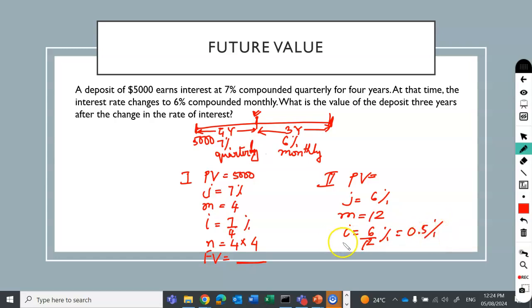So that is 0.5%. And N is number of years. So for 3 years you have to multiply it by 12. So 36 is the N value. So you need to substitute again in the formula of future value to calculate the future value after 3 years of the change in the rate of interest. Right? So now you can pause the video, try to do your own and see whether you are getting the same result or not.